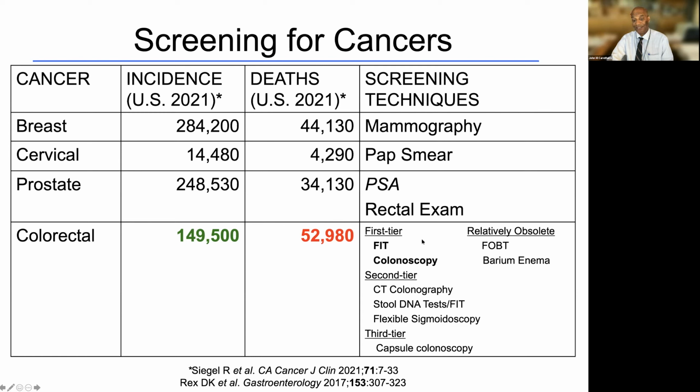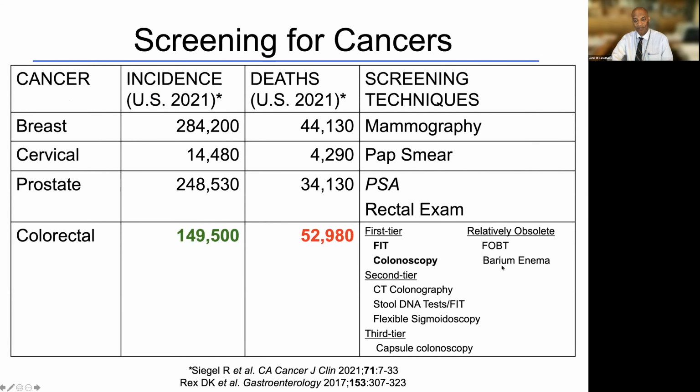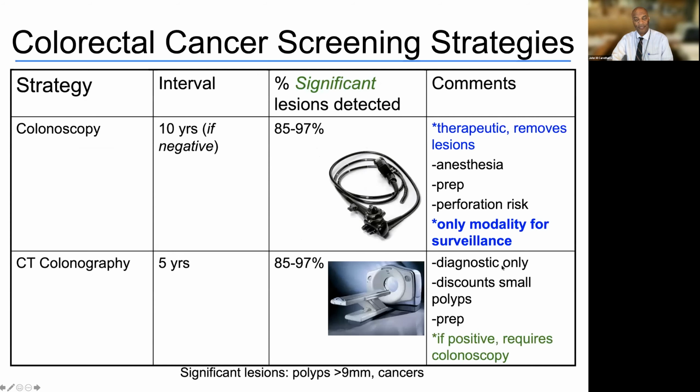These are broken down into tiers. The most common and first tier are fecal immunochemical testing, these are cards, as well as colonoscopy. Second tier, you start getting into stool DNA tests, CT colonography, and flexible sigmoidoscopy, etc. Relatively obsolete is the old fecal occult blood testing, as well as barium enema now. Colorectal cancer screening strategies use those tiered tests.